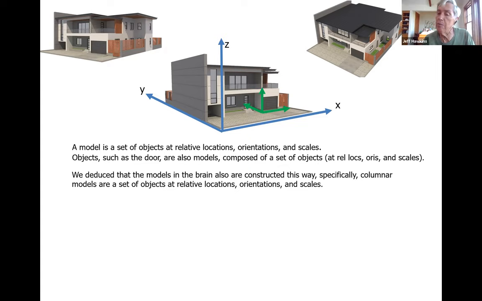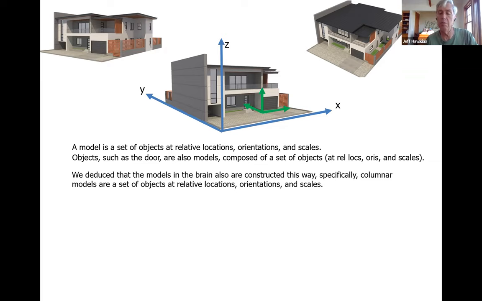When I say this is the way they're built in the brain, I mean specifically that the column's models are sets of objects at relative locations, orientations, and scales. We can see all that coming right from the coffee cup with the logo. Those issues are there right from the start. But just to be clear, you don't mean we use Cartesian coordinates. No, right. I'm getting to that point right away here. They're compositional in that way only: a model is a set of objects at relative locations, orientations, and scales.